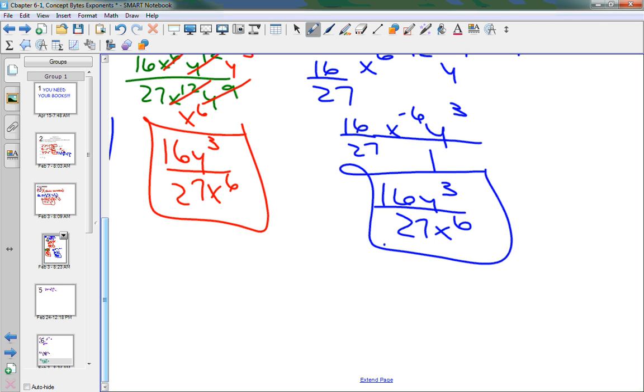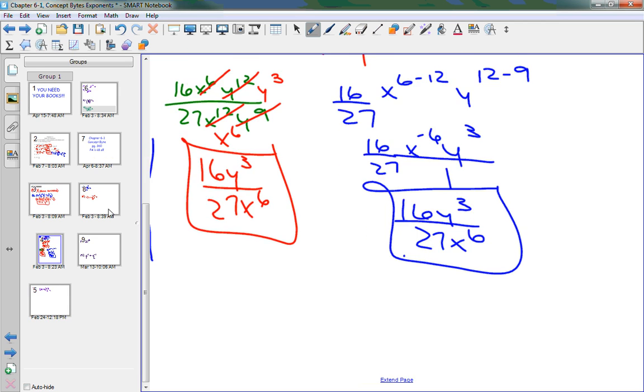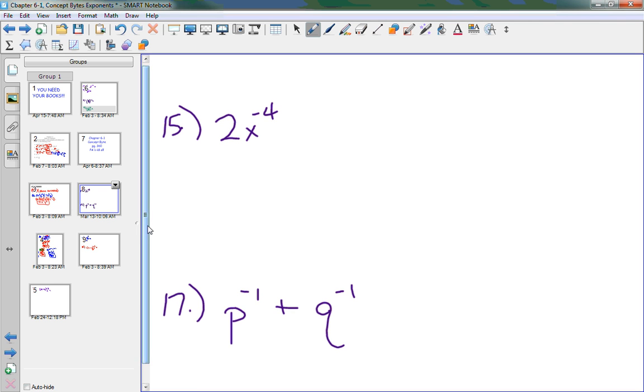Now, here's what I'm going to tell you guys. If you're going to do it this way by adding or subtracting the exponents, it's a new word.